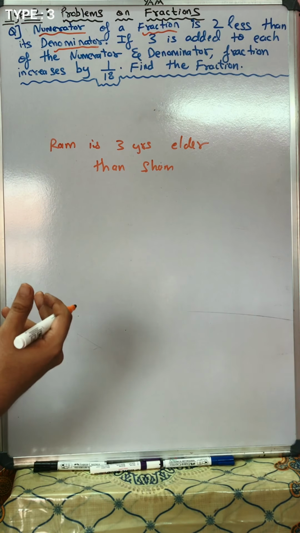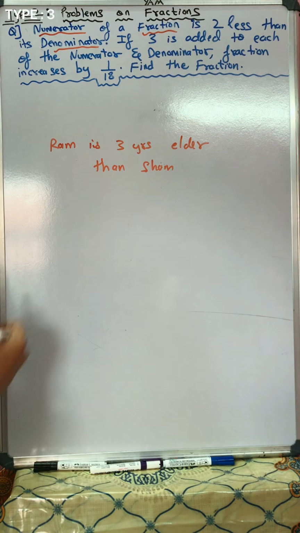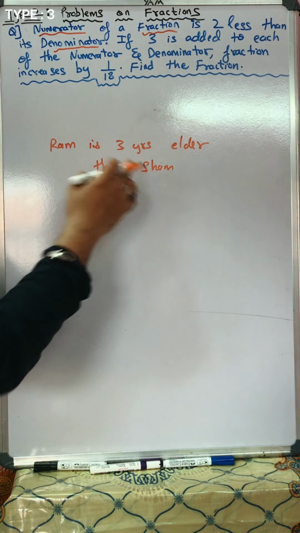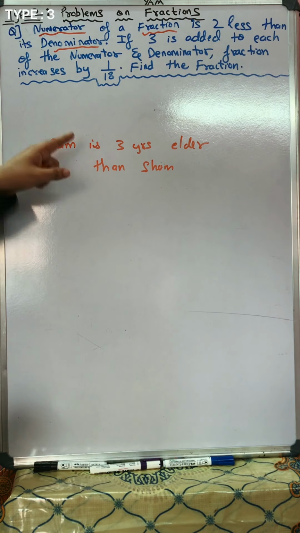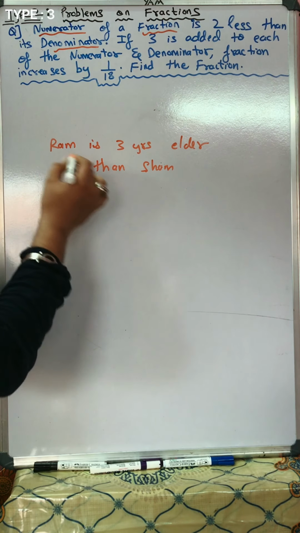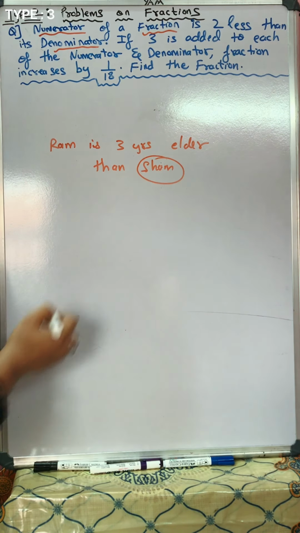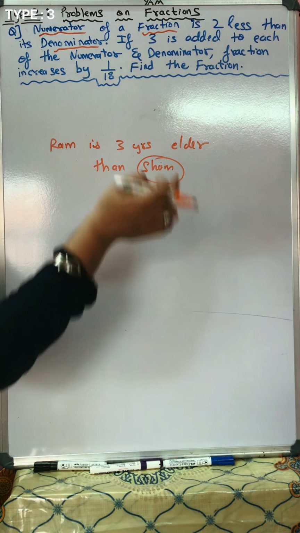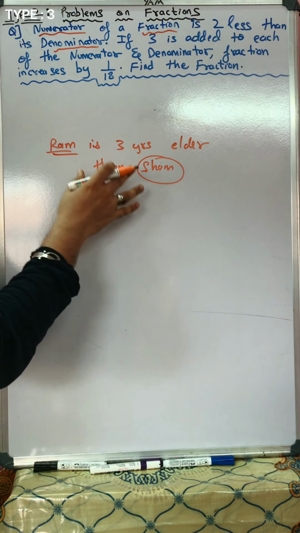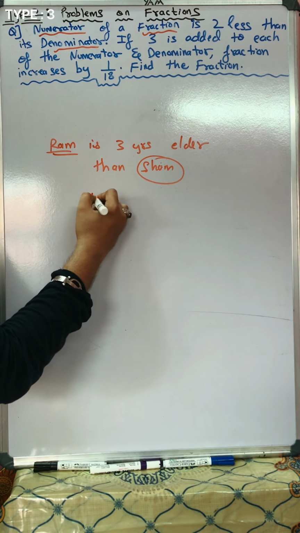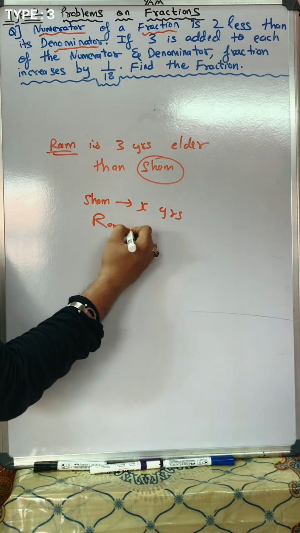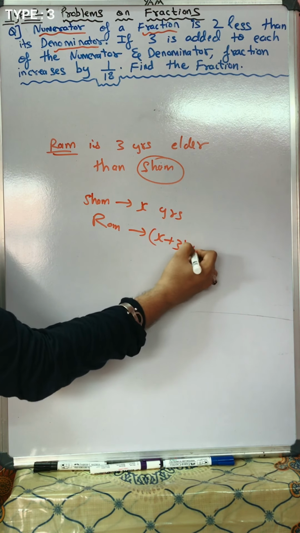So now you tell me, students, whose age you will suppose x. आप किसकी age को x बोलोगे? राम की age को कि शाम की age को? Ram's age is 3 years more. Ram is 3 years elder than Sham. So can I say Ram ki age is dependent on the Sham? Yes. So if you know the age of Sham, then easily you can just add 3 and get the age of Ram. So at this time we will say let the age of Sham be x years. So Ram's age will be x plus 3 years.